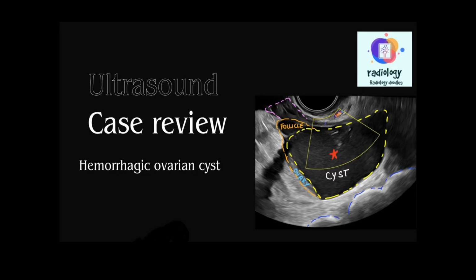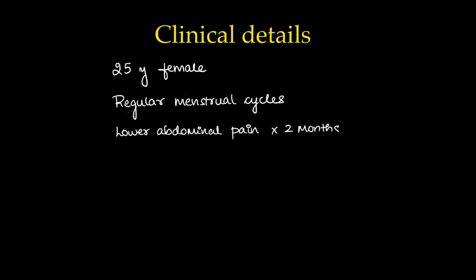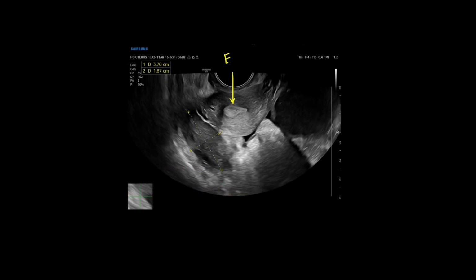Ultrasound case review, and today's case is hemorrhagic ovarian cyst. So she was a 25-year-old married female with a regular menstrual cycle, coming with lower abdominal pain since 2 months. We ruled out two histories, that is no history of dysmenorrhea or burning micturition present. We went with transvaginal ultrasound since her bladder was empty.